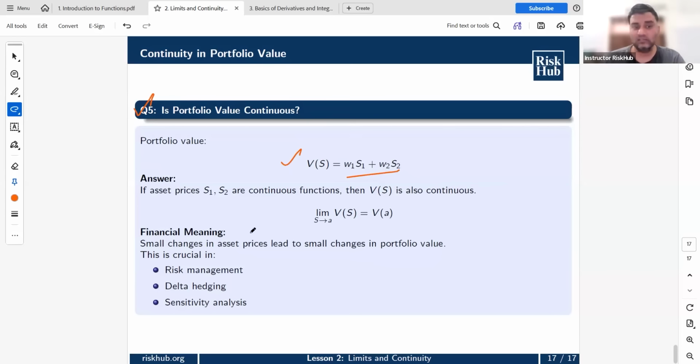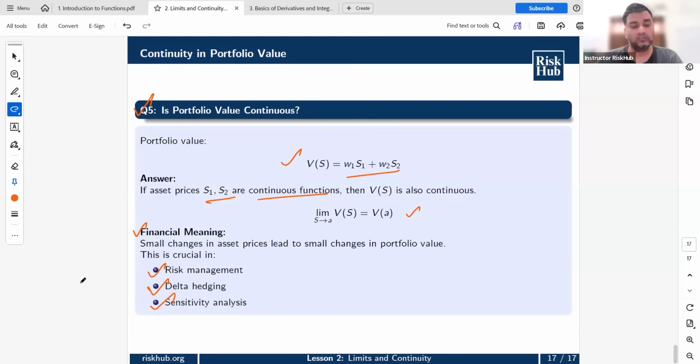And you take the limit as S tends to a, V(S) becomes V(a). Now, what is the financial meaning of this? Small changes in your asset prices lead to small changes in your portfolio value, and this is extremely important in risk management, where portfolio risk models assume smooth price behavior. It is very important in delta hedging, as option hedging relies on small price movements. It is also useful in sensitivity analysis. Measures like delta, gamma, vega require a smooth relationship.